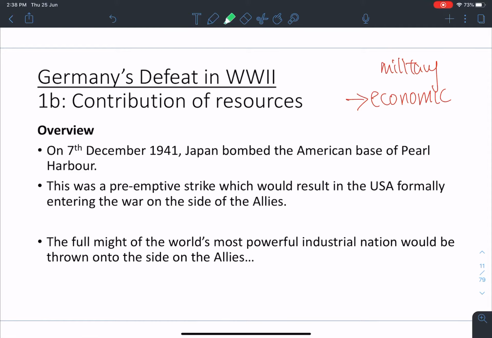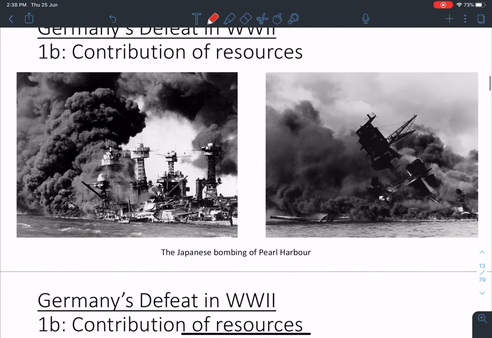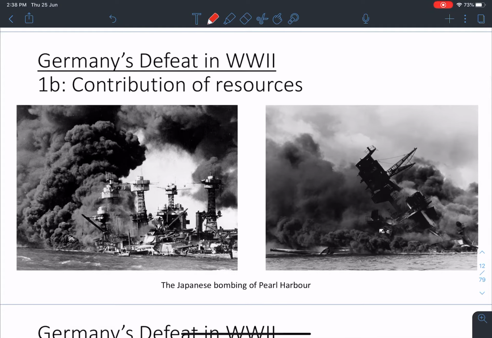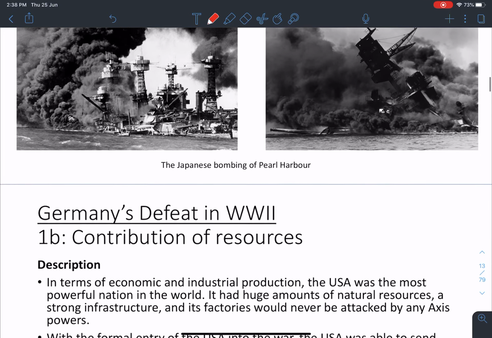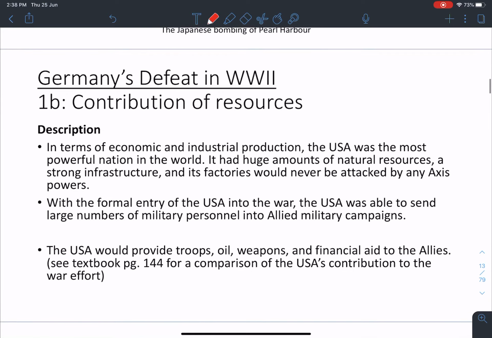Now, the thing to note is that the USA is the world's most powerful industrial nation. What does this mean if I'm an industrial nation? It means I am capable of production. Production of what? Production of goods. When I have a lot of factories, it means that I can make a lot of things. And this is tremendously important because the US can make everything. So these are pictures of the Japanese bombing of Pearl Harbor. There are many, many movies about it. Now, this is key.